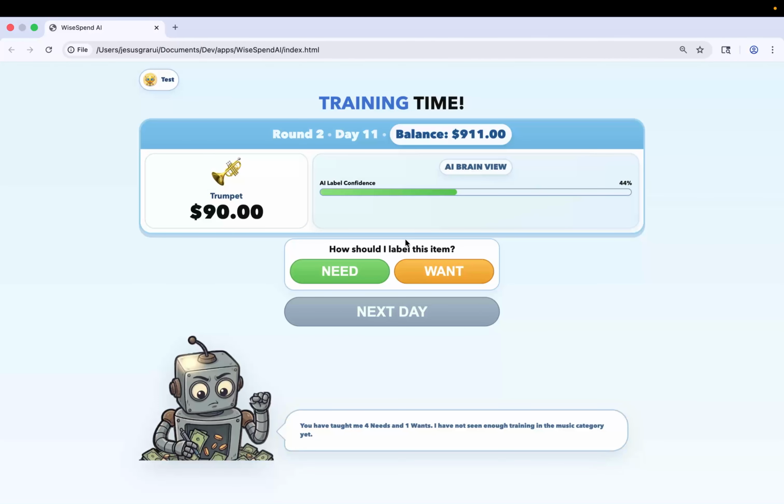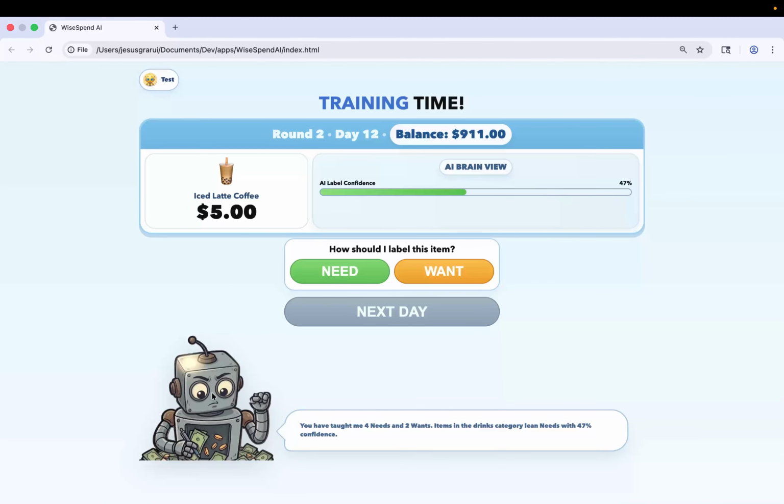And this is round 2 on day 11. So a trumpet, $90. You have taught me 4 needs and 1 wants. I have not seen enough training in the music category yet. So I think we haven't had any items from the music category. So let's say it's a want. And again, the confidence went up because we're teaching it.